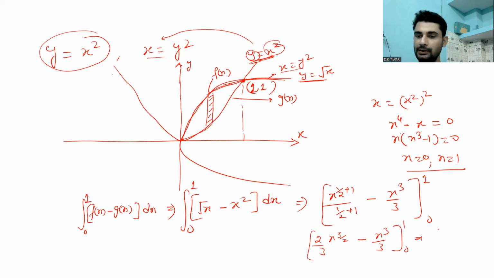So it will be 2 by 3 minus 1 by 3. When we put the lower limit, it will become 0. When we put x equal to 1, there is no effect because x has the value 1. So it will be 2 by 3 minus 1 by 3, which is 1 by 3. So the area in between these curves is 1 by 3.